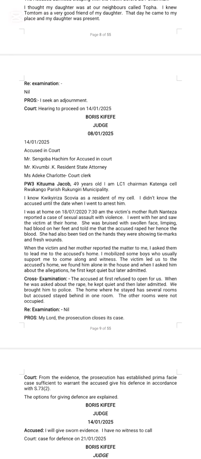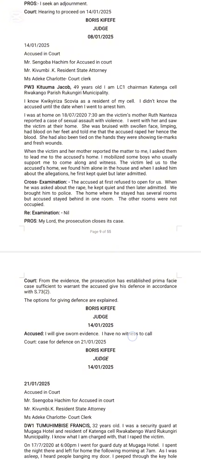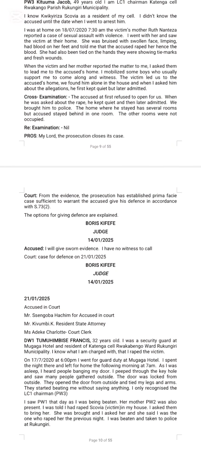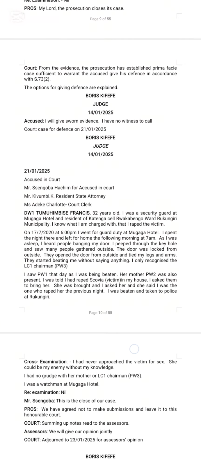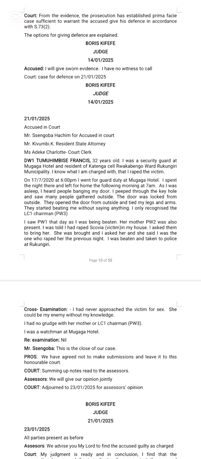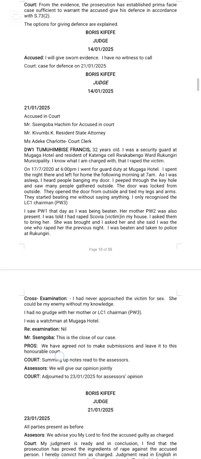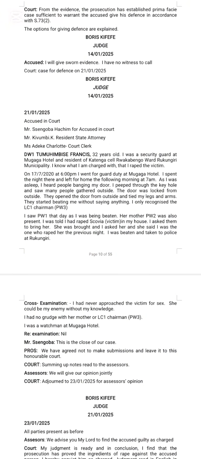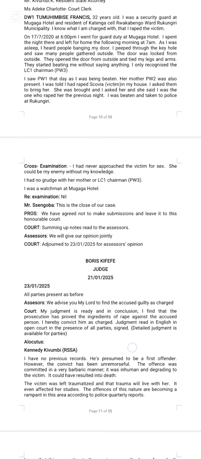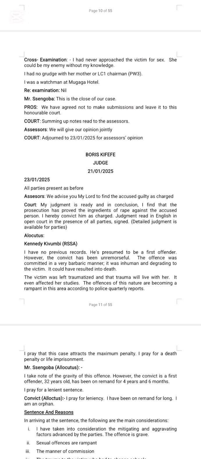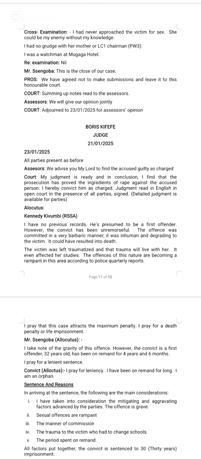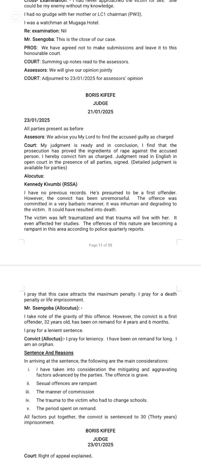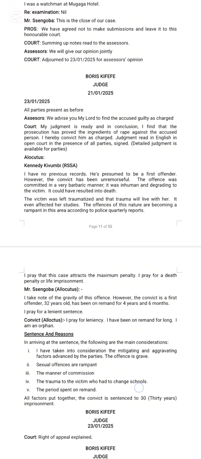Then on 21st January 2025, we have PW3 Katuma Jacob re-examined and cross-examined. We also have, on 21st January 2025, defense witness number 1. The defense begins its case, so the accused, Muhimbise Francis, is put on his defense. Then the judge, on 21st January 2025: all parties present as before.